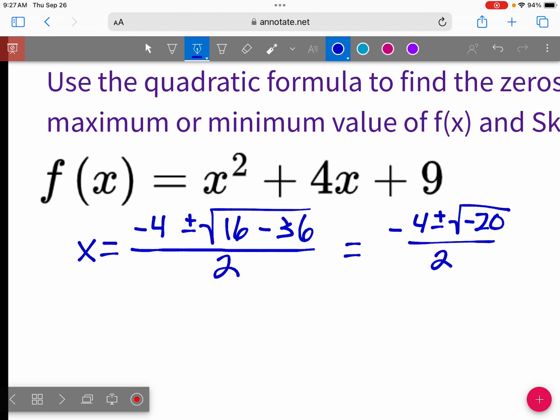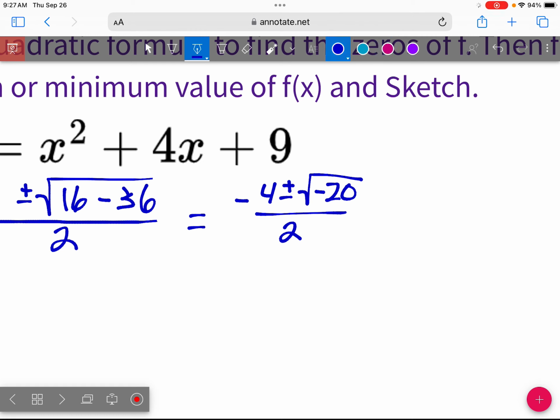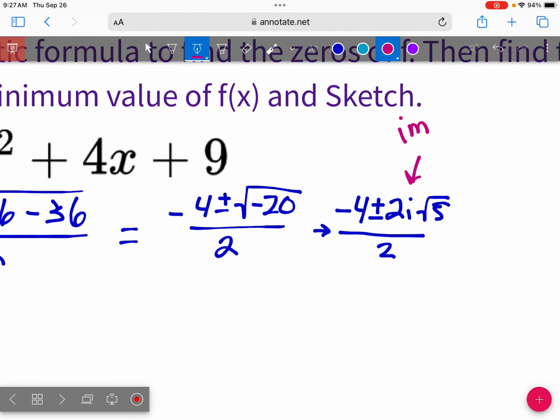So what are our roots going to be? Imaginary. If I was to keep going and simplify, we'd have our -4 plus or minus 2i square root of 5. We're imaginary here. Which means, where does it cross the x-axis?